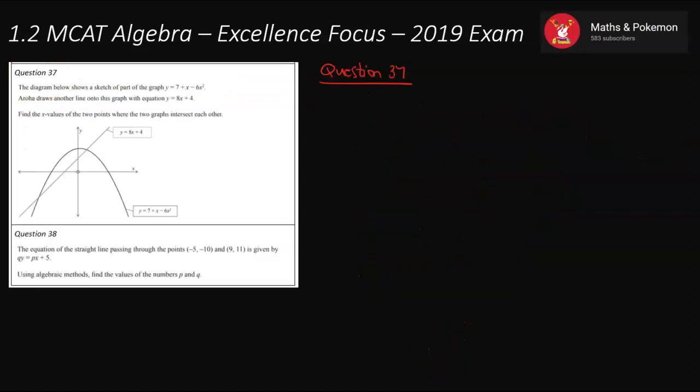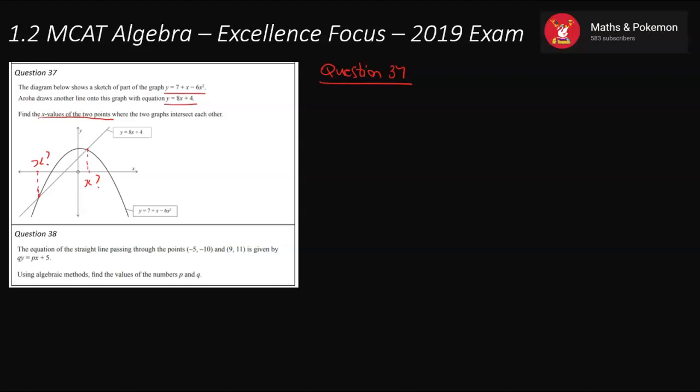Question number 37. We've got two graphs intersecting each other. We've got a parabola and a straight line. We've been asked to find the values for x for the 2 points when the graphs intersect each other. And this is a really fancy way of saying where the lines touch each other, what are the x values that relate to those points of intersection? So we don't need to find the coordinates because it's just told us about the x values.